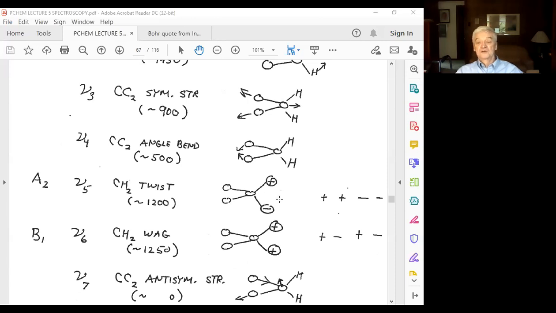This one's called a twist, and you can see why. The upper hydrogen atom is moving out while the lower atom is moving in. So it's going back and forth like that. This one's called a wag, and you can visualize that if this were a dog with two tails, it would be wagging back and forth like that.